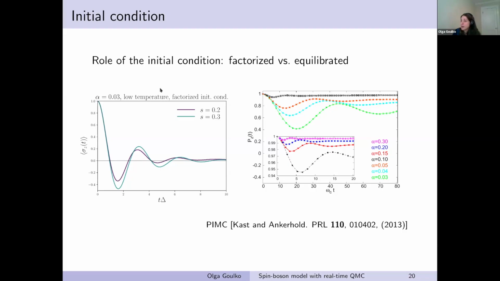And on the left-hand side is our data for the factorized initial condition, where the bath and the system were thermalized separately. And you can see, if we compare, so we would be comparing the green line here with the average of these two lines here. In this situation, we reach delocalization much more quickly than in this situation.